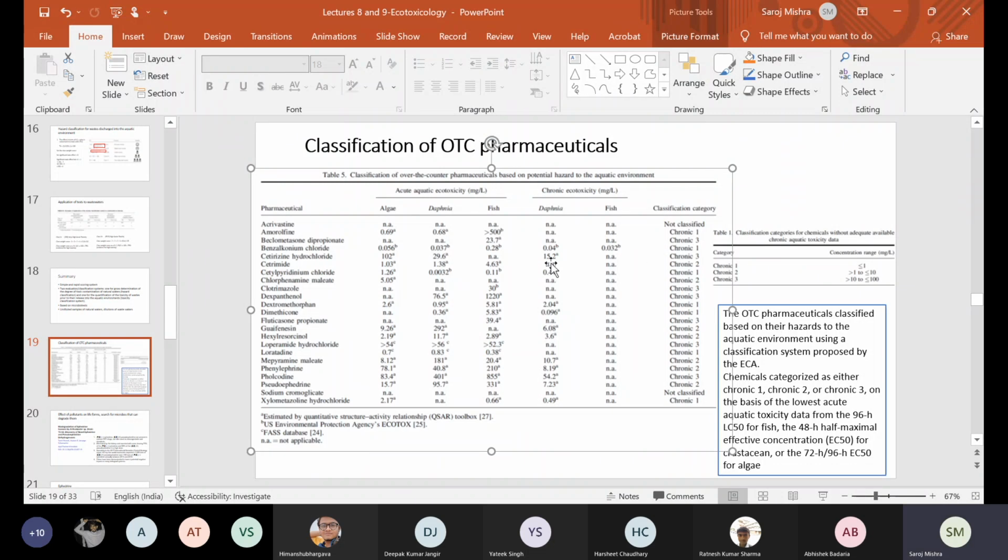Similarly, you have 15.2 here, which is a higher concentration. So from the data which is determined experimentally, 15.2 milligram per liter are required in order to cause 50% toxicity. If the number is more than 10 but less than 100, then you classify it as a chronic 3. And that is why it is classified as a chronic 3 toxin here. So is that clear to everybody? Is the classification clear? Yes, ma'am.